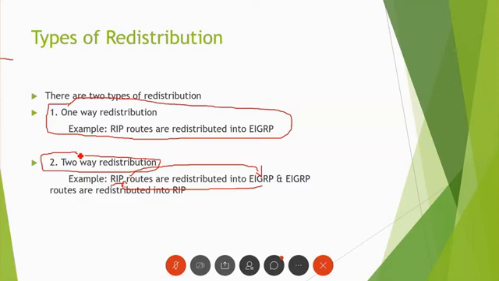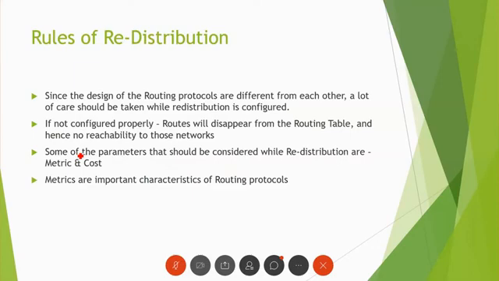Okay, so let's proceed. Since the design of the routing protocols is different from each other, meaning how the RIP protocol works, how the EIGRP protocol works, how the OSPF protocol works, each protocol has a unique design and is governed by different rules. Every protocol works differently, so we need to take a lot of care while configuring redistribution.